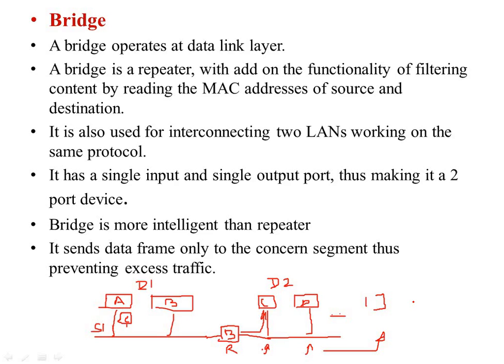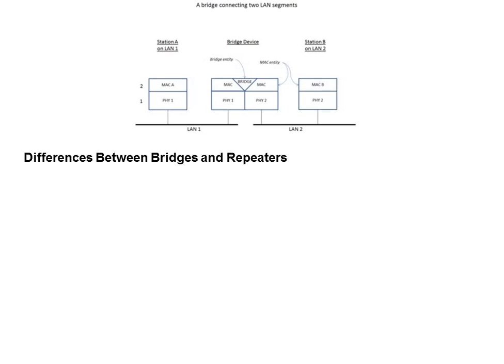That's why it is called more intelligent than the repeater. It will avoid excess traffic on the network. You can see that here is one device connected to LAN 1 and here is the other device connected to LAN 2, and the MAC addresses are identified, and the bridge will communicate between these two MAC addresses, and the data will be sent to the concerned LAN only.